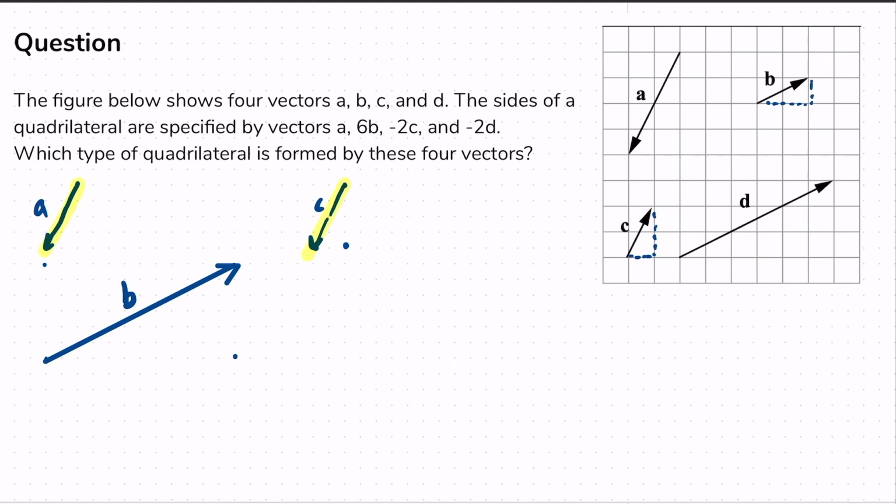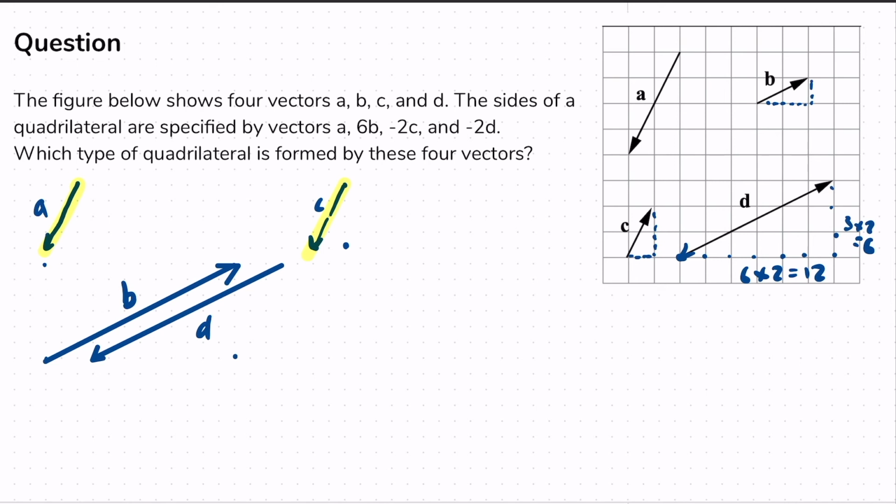Negative 2D, well for D I go across 1, 2, 3, 4, 5, 6, and up 3, so times that by 2. 6 times 2 equals 12, 3 times 2 equals 6, which is the same. In this instance I'm flipping it though, but that is going to mirror this here. That's going to mirror B.